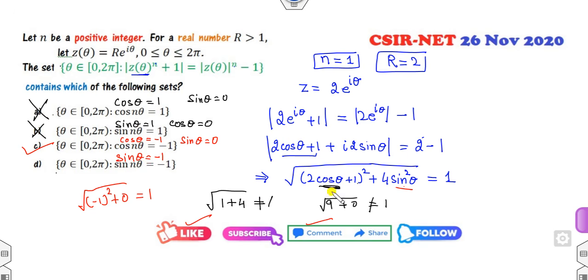Sine theta is minus 1. Cos is 0. So this is 0 plus 1, 1. This is 4, which is not equal to 1. So the right answer is C. Always choose the particular value of the unknown parameter.